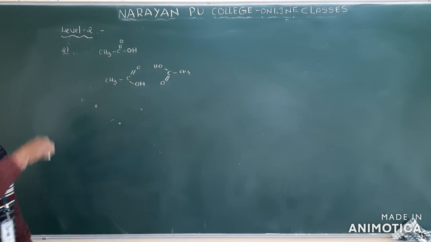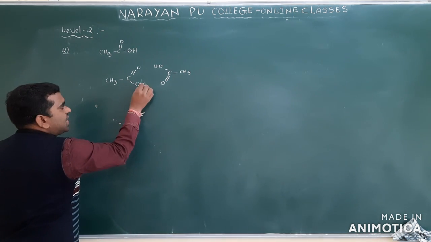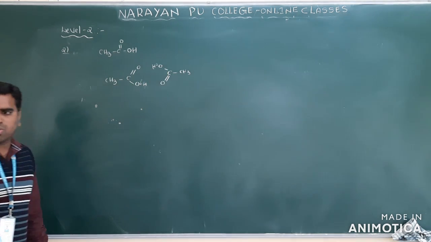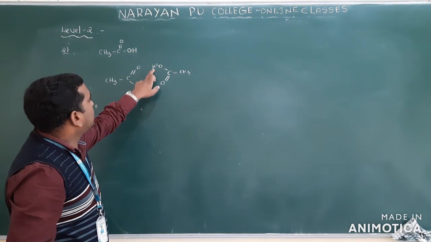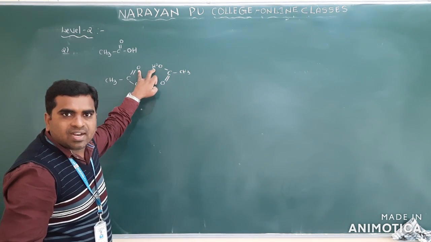Here, what is one? One is acetic acid, another one is acetic acid. Now, is there any chance of hydrogen bonding here? Yes, here hydrogen bonding chance is there. Why? Hydrogen bond takes place between the hydrogen and a highly electronegative atom, like fluorine, oxygen and nitrogen.